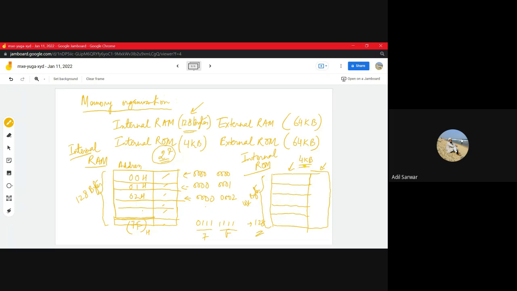Okay, so 4 means it is actually 2 to the power 2, and K means 2 to the power 10. So that means 2 to the power 12 bytes. So 2 to the power 12, we have to represent it here. Okay. And we have to start with definitely 16-bit register.